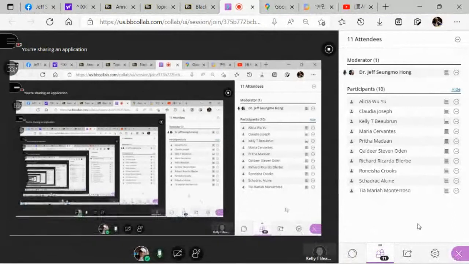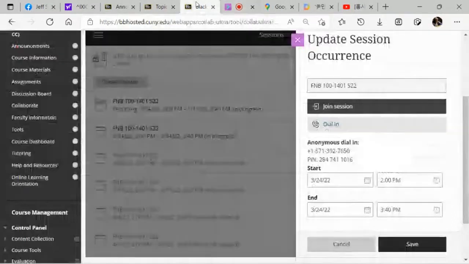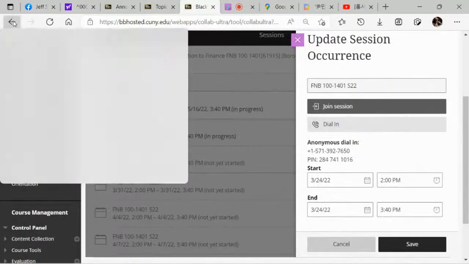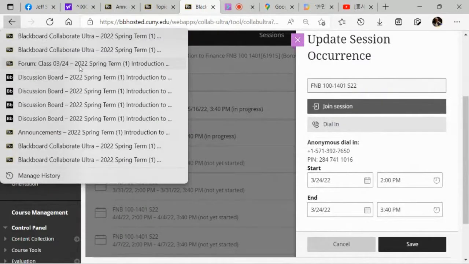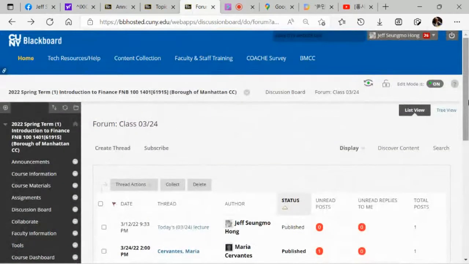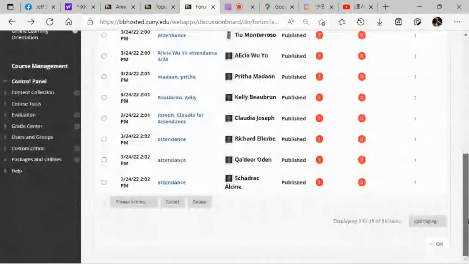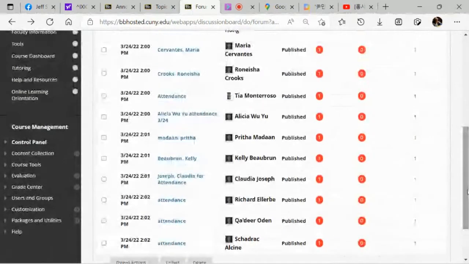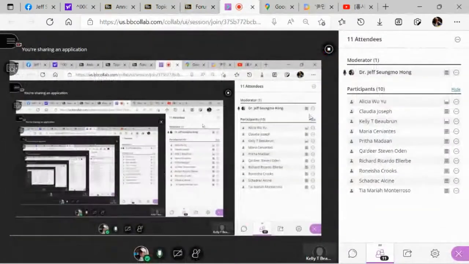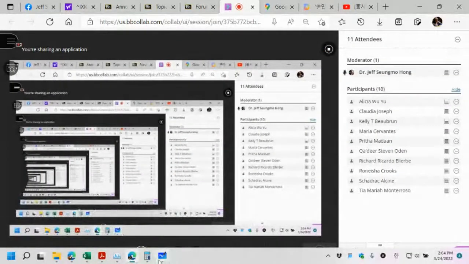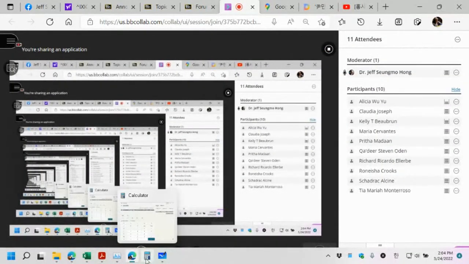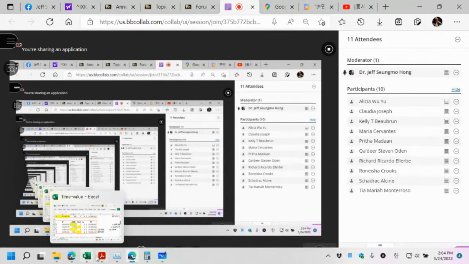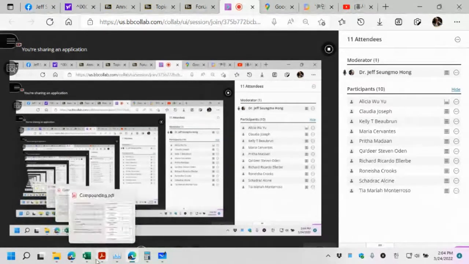Alrighty, so I see 10 people here. How many are there in today's forum? I have 10, so everyone in the forum is in the Collaborate session and vice versa. Alrighty, so let's see.